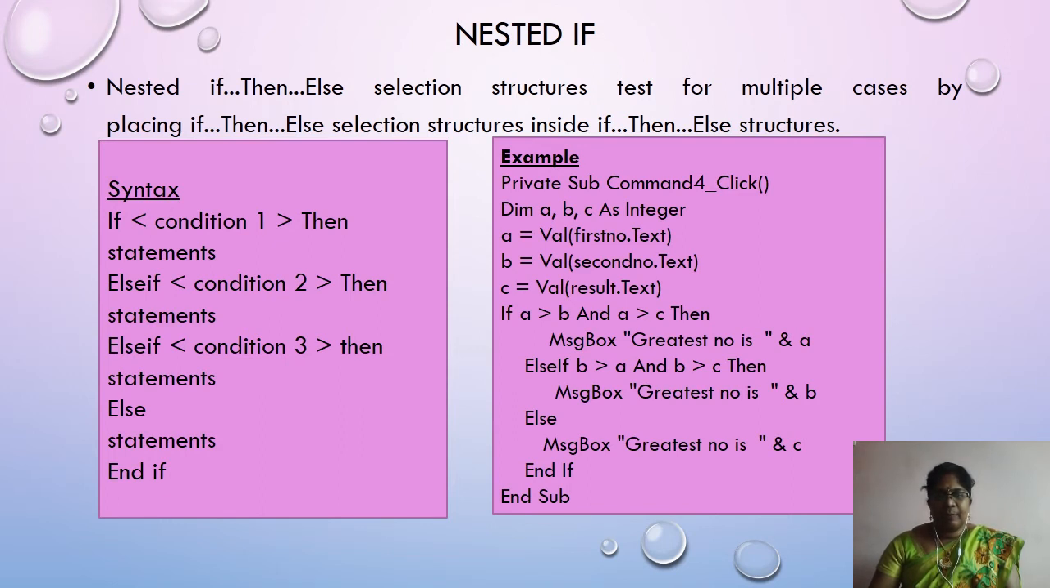Here we have one example for nested if. We have three values A, B and C. If A greater than B and A greater than C, if this is true, then the message box will display greatest number is A. If it is false, it comes to the else if condition. If B greater than A and B greater than C, then the message box greatest number is B will be displayed. If both these conditions are not satisfied, it comes to the else block. There we display the message box greatest number is C.